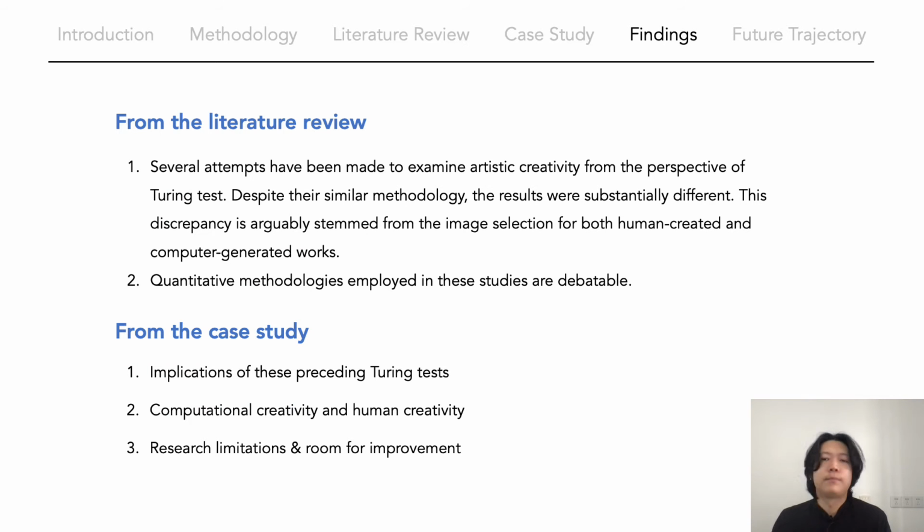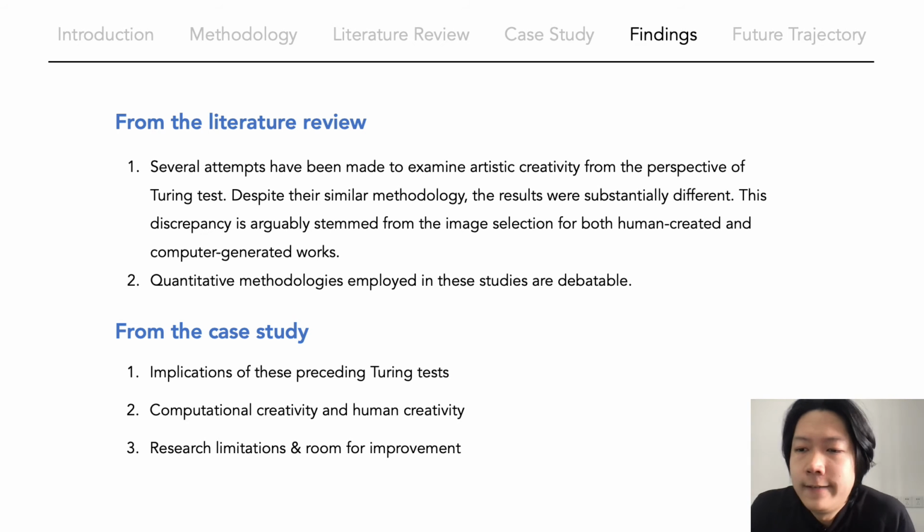To summarize my results, I discovered that various attempts have been made to examine artistic creativity from the Turing test point of view. Although they adapted a similar methodology, the results were substantially different. This discrepancy, I assume, stems from the image selection for both human-created and computer-generated works. That implies I should carefully think about which human artist's work I should use for my project. On a side note, I'm wary of the quantitative methodologies employed in these studies, such as rating artworks based on aesthetic value. It's questionable whether a high score on each of these scales represents anything, or whether the differences are statistically significant.